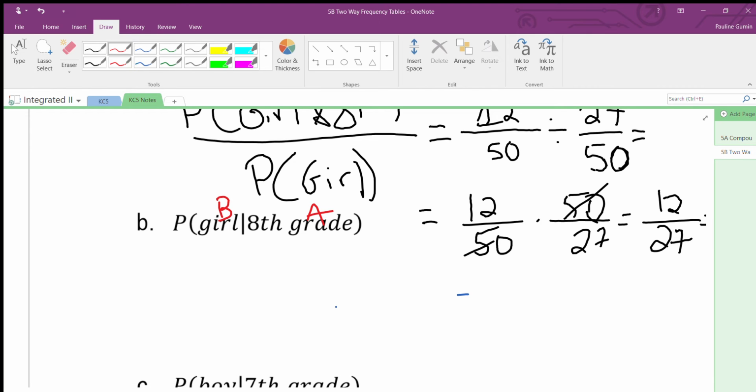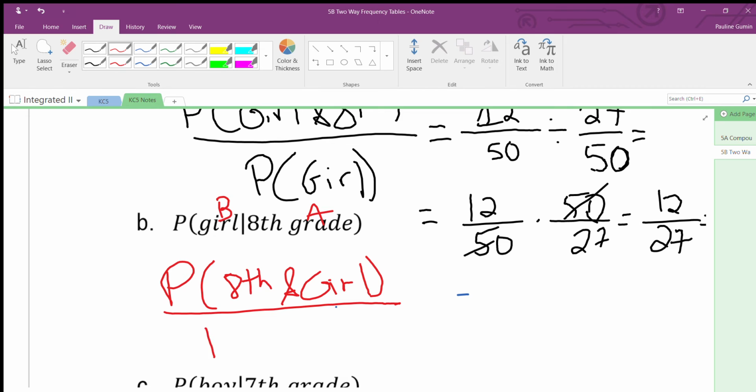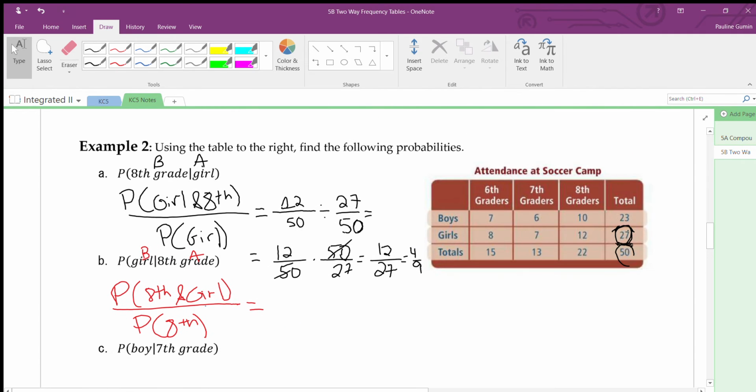We'll write it out in English. We have the probability of an 8th grader and a girl over the probability of an 8th grader. Okay, let's do it. The probability of an 8th grader and a girl, once again, we have the second row, third column. That's 12 out of 50.